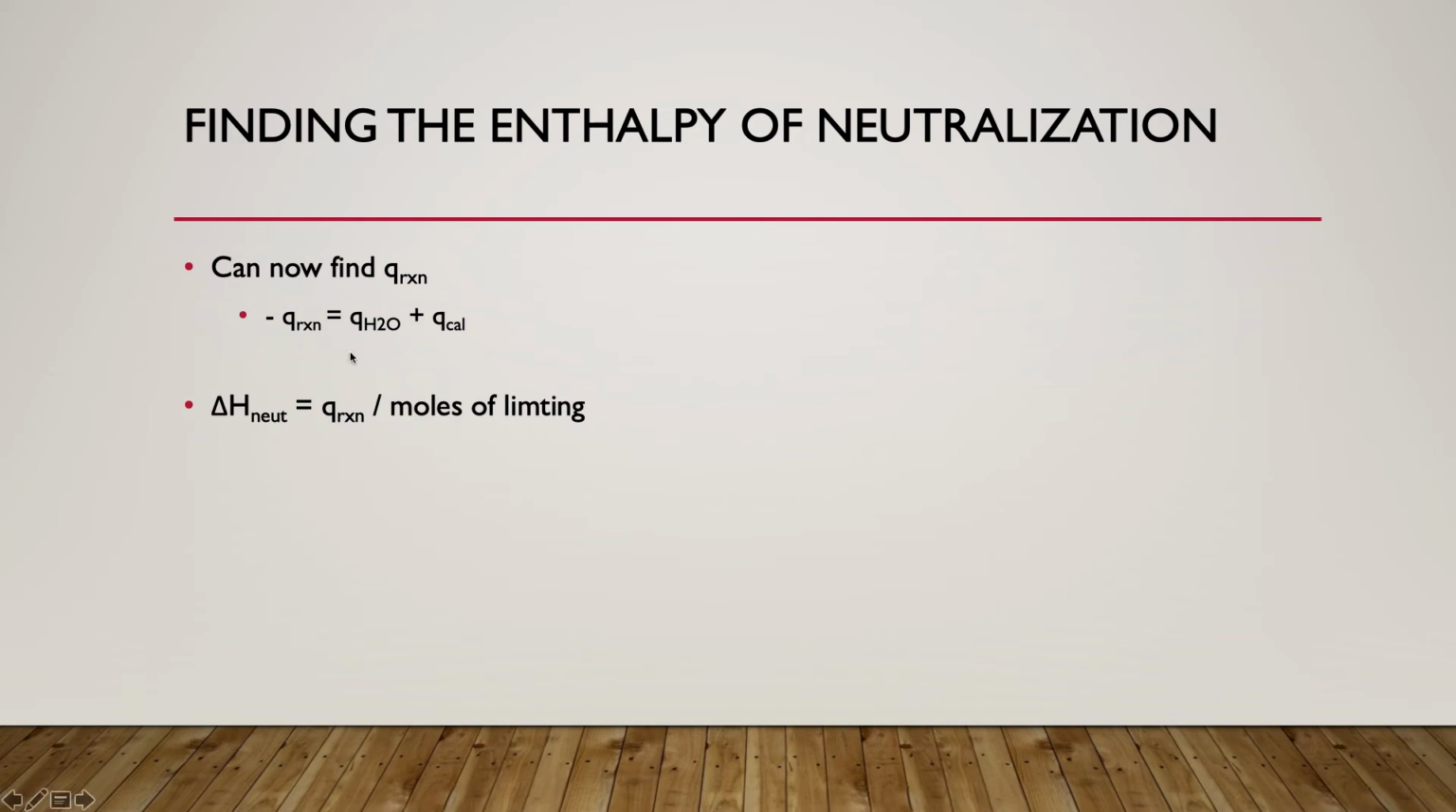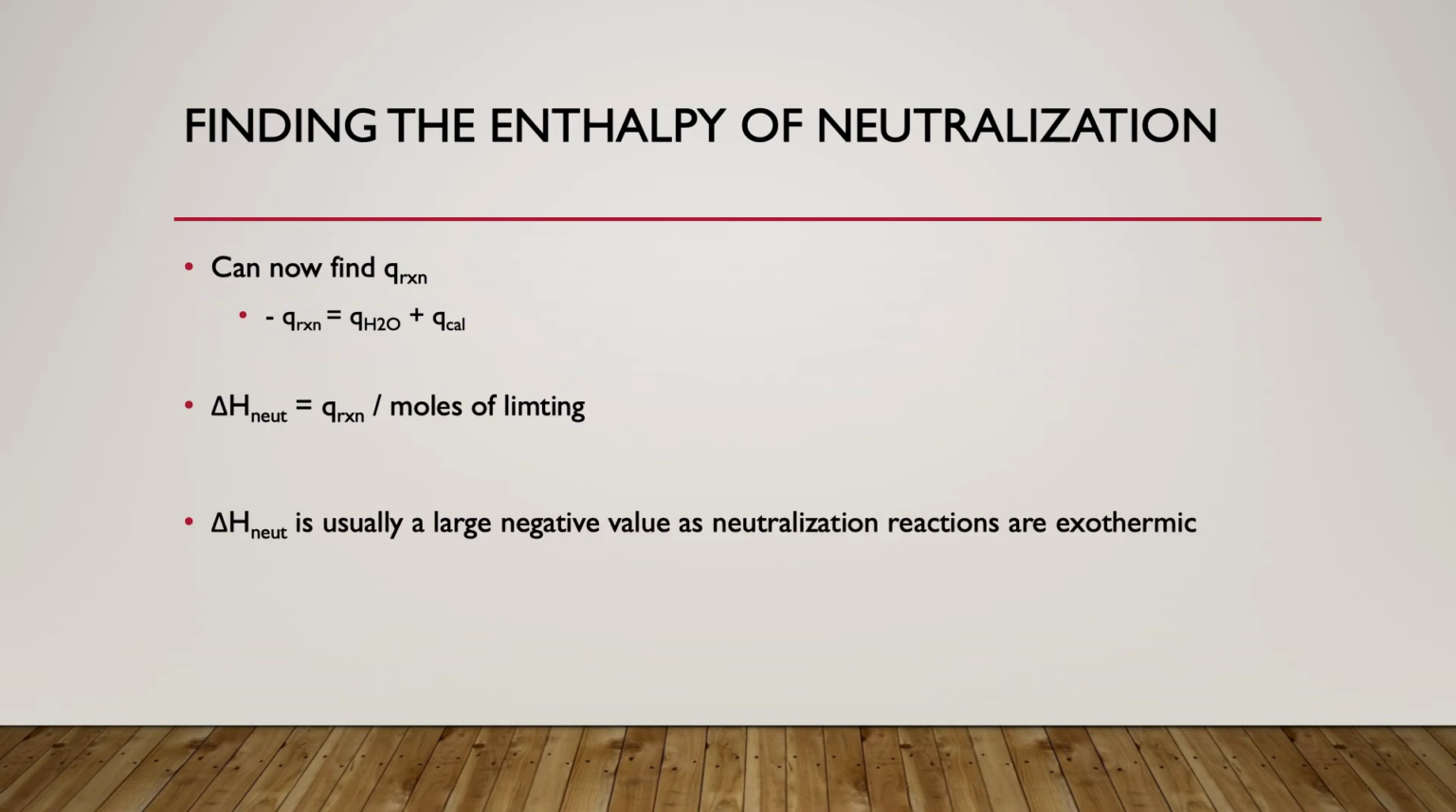And so once we have our Q of reaction, which should be a negative value, then we can calculate our enthalpy of neutralization by taking that Q of our reaction divided by the moles of our limiting reagent, whichever one we have less of, the acid or the base. And once we've done that, we should have our enthalpy of neutralization, and it should be a relatively large negative value when you go to calculate it. Most enthalpies of neutralization are probably somewhere in the ballpark of about negative 50-something kilojoules per mole. Just to give you a reference point to be thinking about when you go to do your calculations.